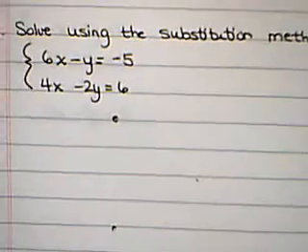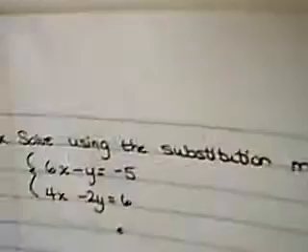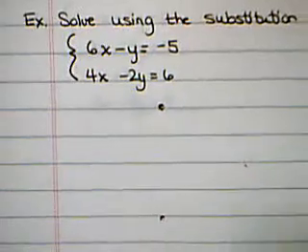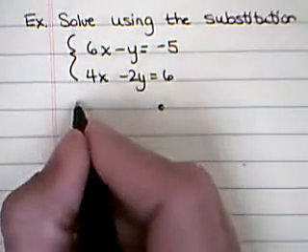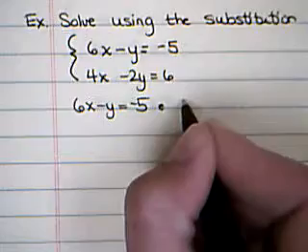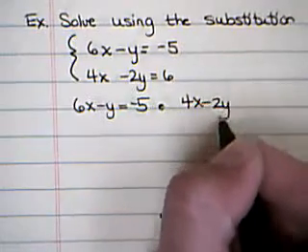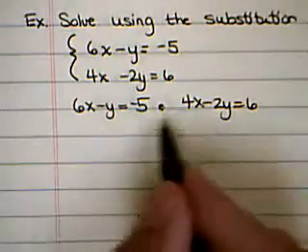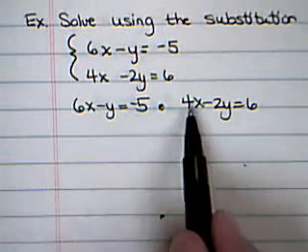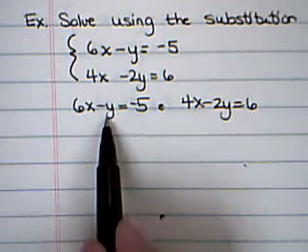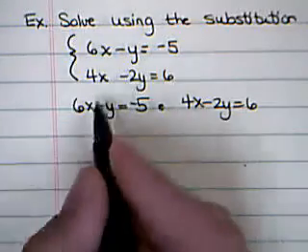Now, looking at using the substitution method, if I had these two equations right here, I would actually take these out and write them side by side. So I would have 6x minus y equals negative 5 and 4x minus 2y equals positive 6. Now, you can solve for any variable. You have an x here, a y here, x here, and a y here. This y is actually the easiest thing to solve for because it has an understood negative 1 in front as far as coefficient is concerned.